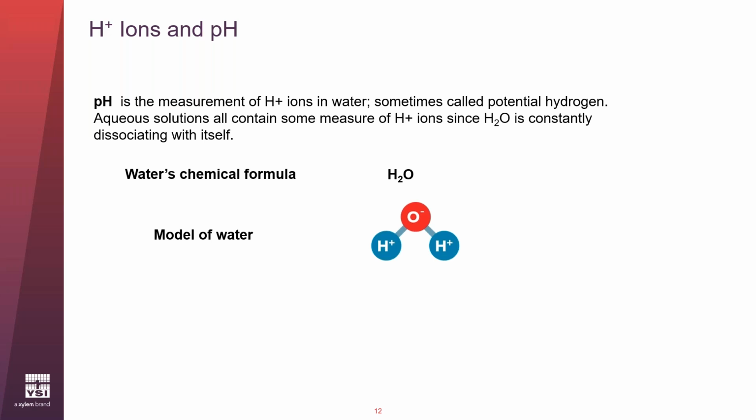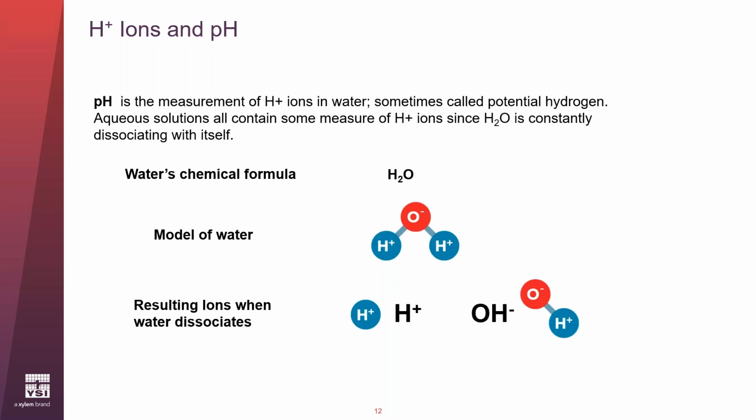Now, when water dissociates, what we end up with are two ions, the acidic hydrogen ion, sometimes called the hydronium ion, and the basic hydroxide ion, which is OH minus. The more hydrogen ions we have in a solution, the lower the pH value. And likewise, the more of the OH minus ions, of the hydroxide ions, the more basic we will be.